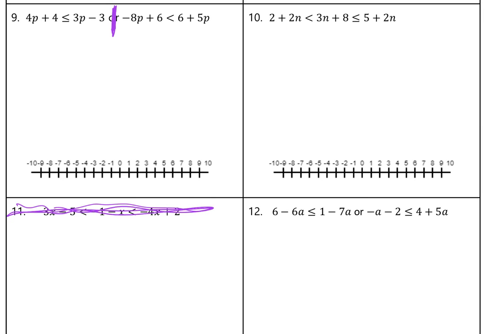For 9, we need to get the p's on the same side on the first one. So 3p, I'm going to subtract over. And 4, I'm going to subtract over. And that gives me p is less than or equal to -7, which is pretty nice. And then I'm going to do the same sort of solving here for the second one. So I'm going to minus 5p, minus 5p, minus 6, minus 6.